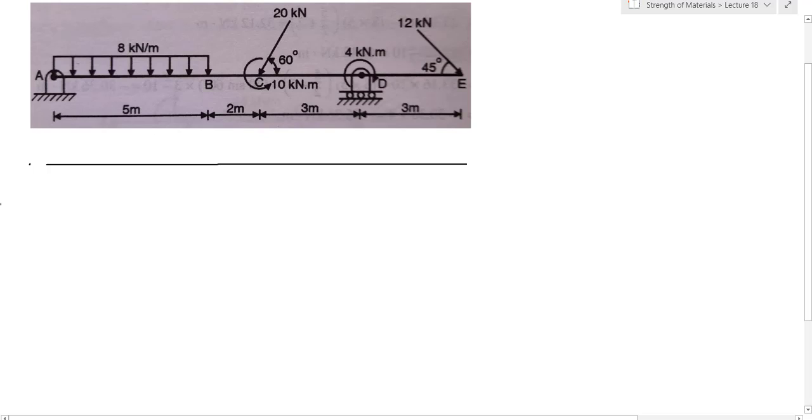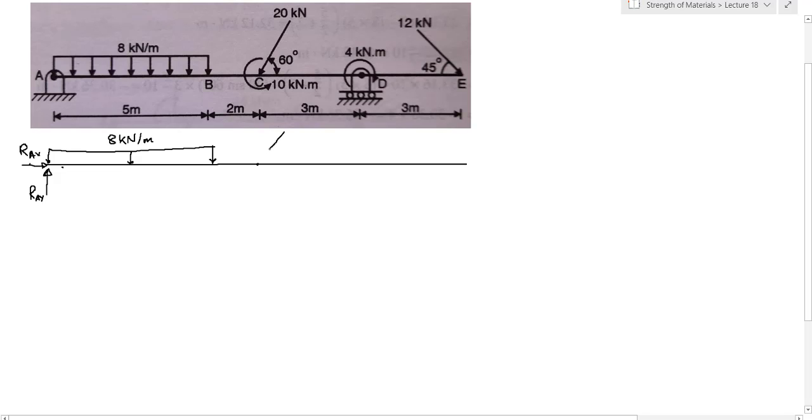Now what we have to do over here, see at point A, what is the case? At point A, there is a hinge joint. So there will be RAX and RAY. So over here, this is RAY, and over here there is RAX. Then after that, over here, what do we have? We have a uniformly distributed load, right? This is a uniformly distributed load of what? 8 kilonewton per meter.